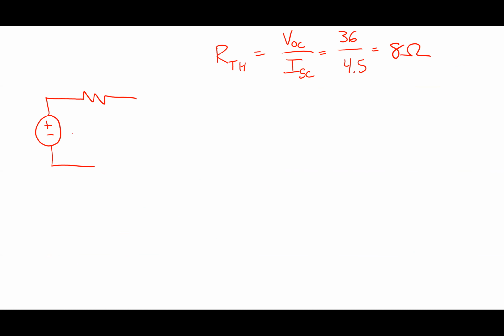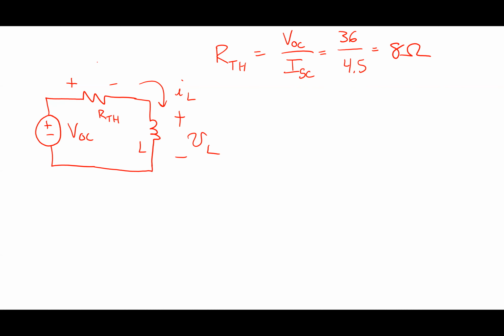Now I know what R Thevenin and VOC are. This guy is my VOC. This guy's my R Thevenin. Here's my L. There's VL, there's IL. So to do this, I'm going to write my KVL, step 4 of my process, which is to write my differential equation.